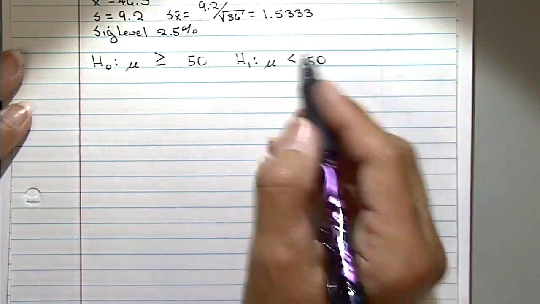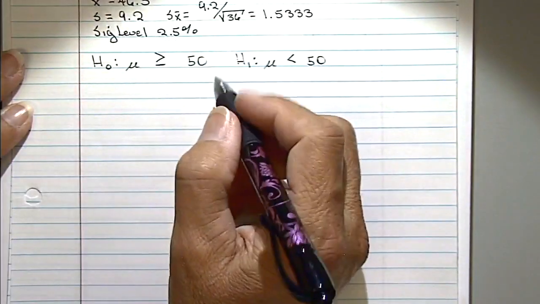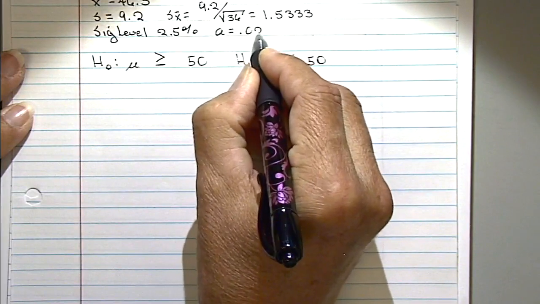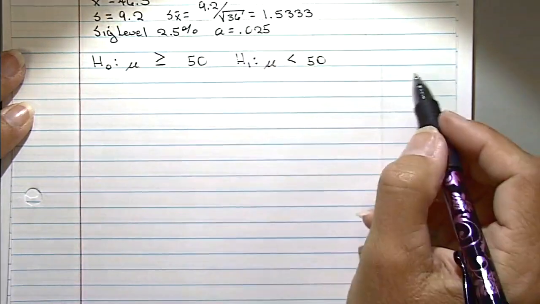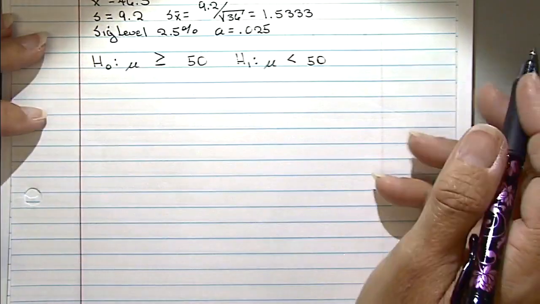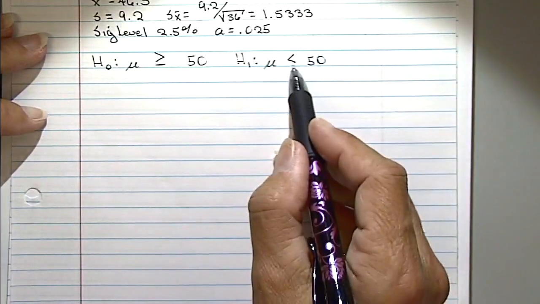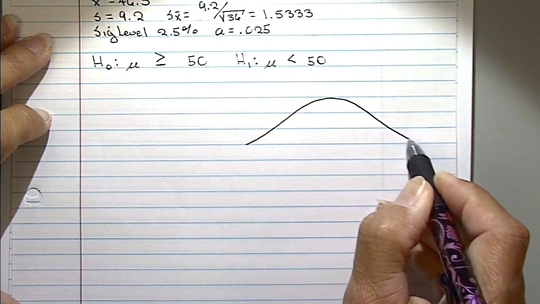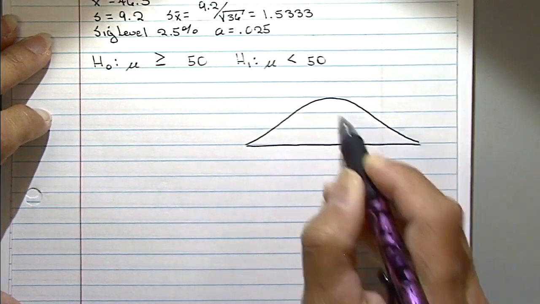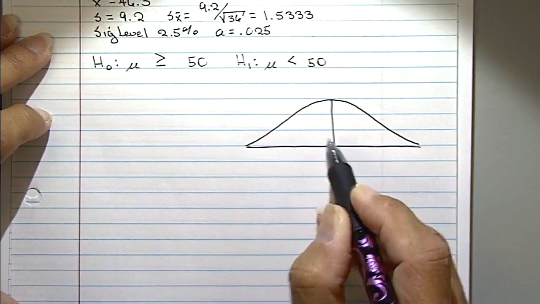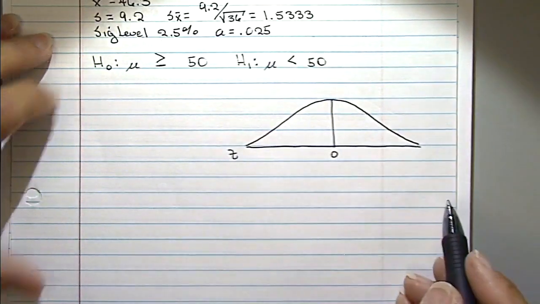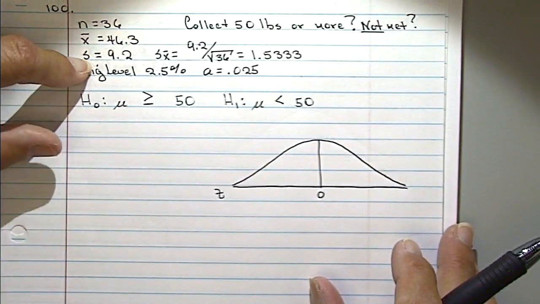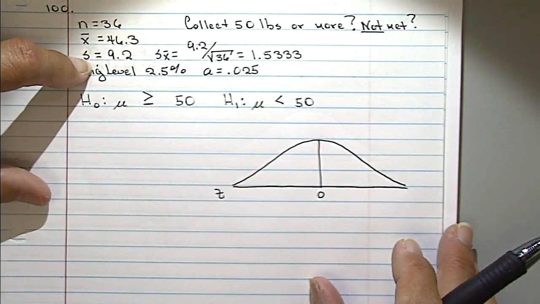Now, I need to say significance level 2.5%, which means that alpha for this is 0.025, isn't it? And I'm not going to divide it in 2 pieces because this is a left-tailed test. I'm going to draw it out here. This is my test. Center is always 0. What table do I use? Well, I'm given the standard deviation of the sample, not the standard deviation of the population. So I have to use the t-table.